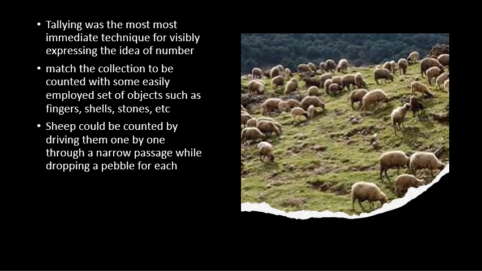One example of tallying that they did was for livestock. Sheep was a common livestock that was being raised by people in the ancient period. Sheep would be counted by driving them one by one through a narrow passage while dropping a pebble for each. So at the end of the day, after they counted all the sheep, they would again count all the pebbles and see how many pebbles they had. Then that represented the number of sheep that they had.